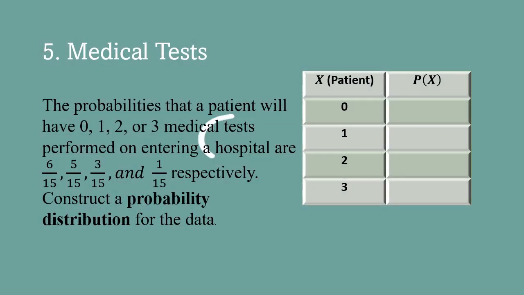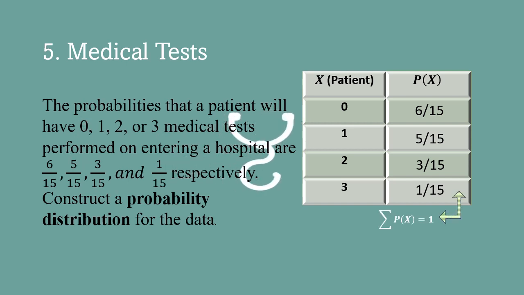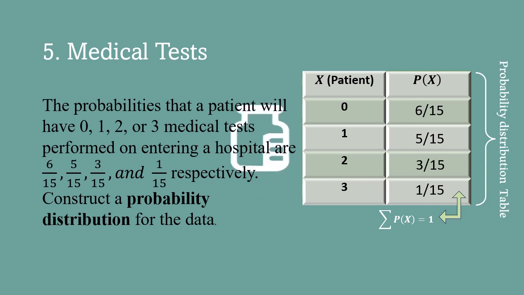Now, medical test. The probabilities that a patient will have 0, 1, 2, 3 medical tests performed on entering a hospital are as such, respectively. So we have 6 out of 15, 5 out of 15, 3 out of 15, and 1 out of 15, respectively. We need to construct a probability distribution for the data. The word respectively means the first probability goes for the first number, the second probability goes for the second number, and so on. Another distribution table where the sum of probabilities is 1.